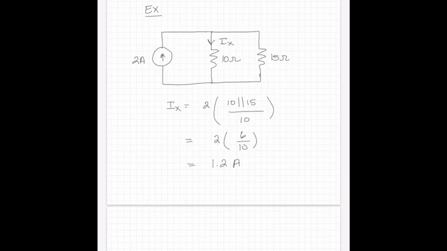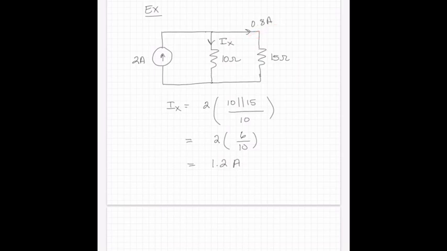Okay, current can't flow the opposite direction unless it's violating the passive sign convention. So this is going to be positive. Notice as we look at this that if Ix is equal to 1.2, then this current has to be 0.8, right? So we have 0.8 plus 1.2 is equal to 2. Okay, so the larger resistor, in this case 15, got the smaller amount of current.